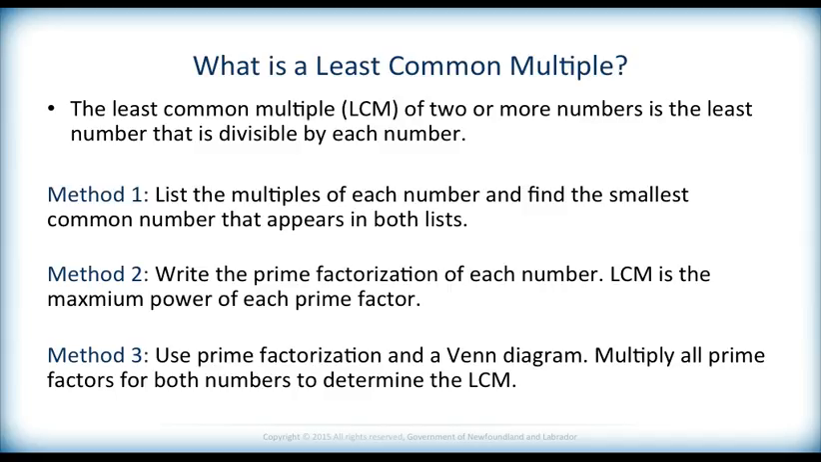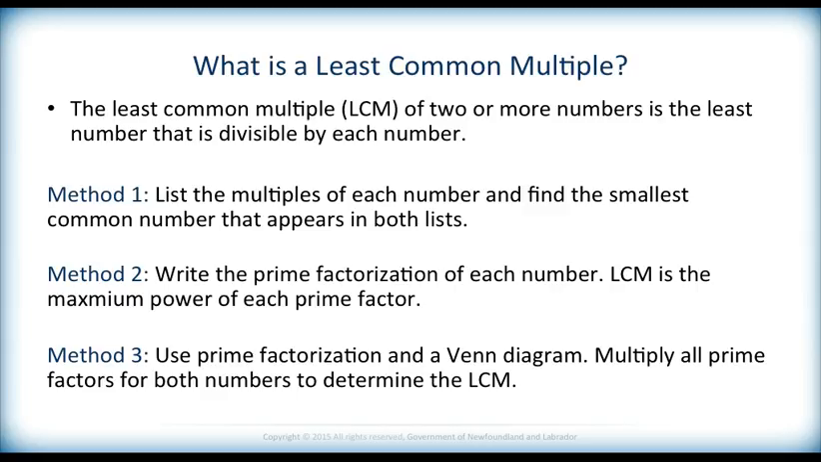Next, what is a least common multiple? The least common multiple, known as the LCM, of two or more numbers is the least number that is divisible by each number. Again, there are three methods that can be used to find the lowest common multiple, very similar to the GCF. Method 1, list the multiples of each number and find the smallest common number that appears in both lists. Again, we'll use 12 and 18.